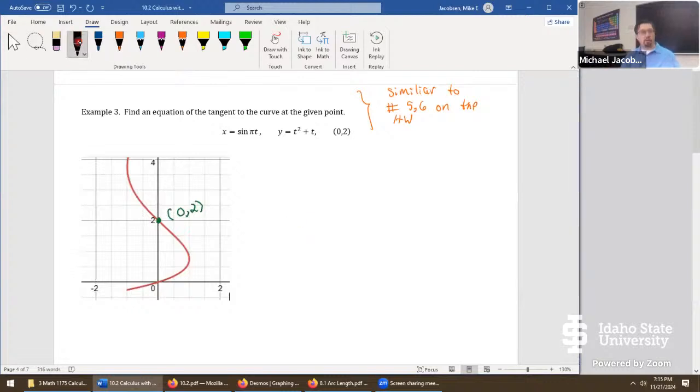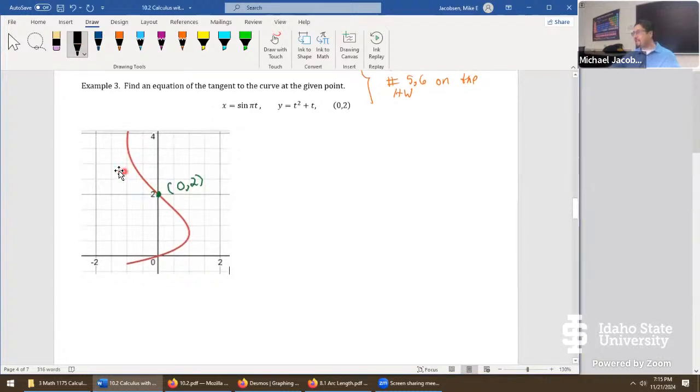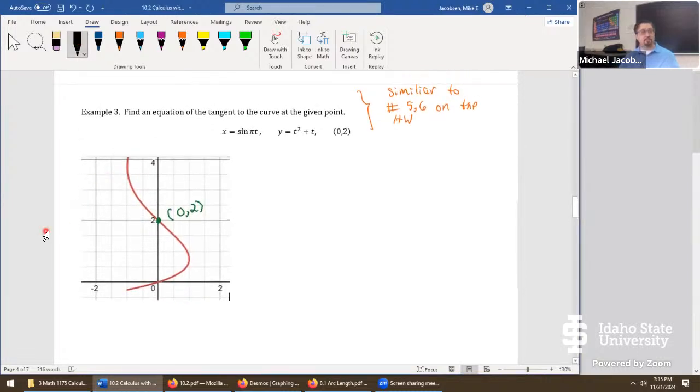Well, there's different orders that you can do this kind of problem, but I'd say a pretty decent step 1 is just take the derivative, dy dx. The format is differentiate y with respect to t on top, so 2t plus 1. Down below, differentiate x. This will be through the chain rule, pi times cosine pi t.